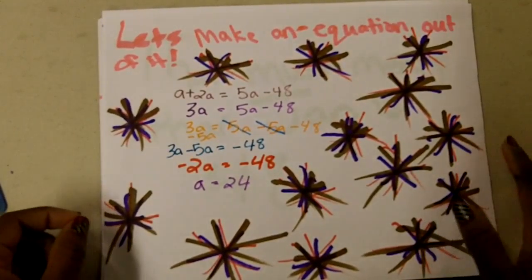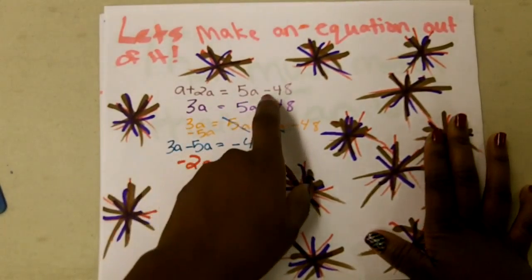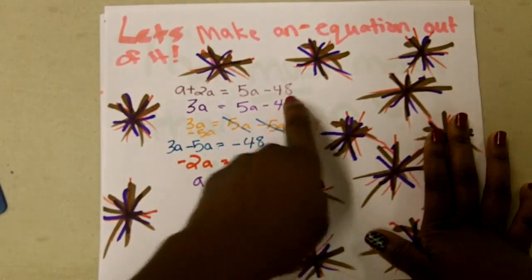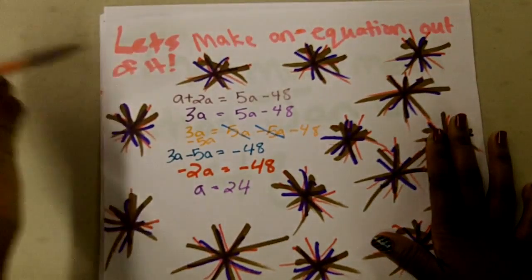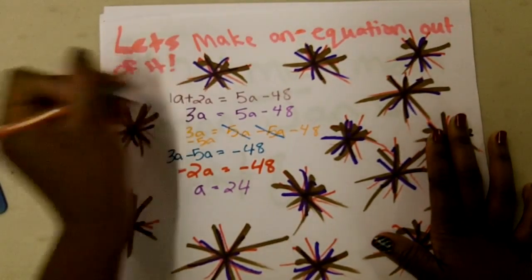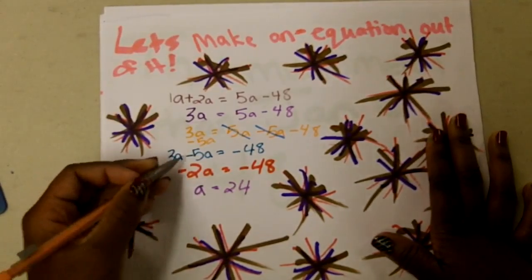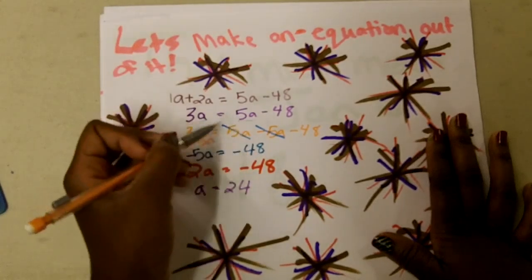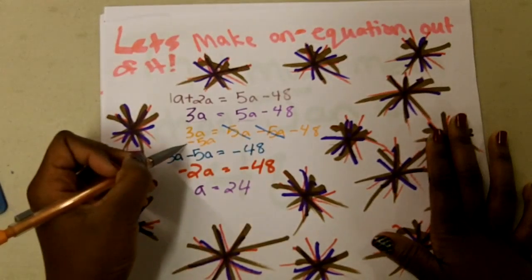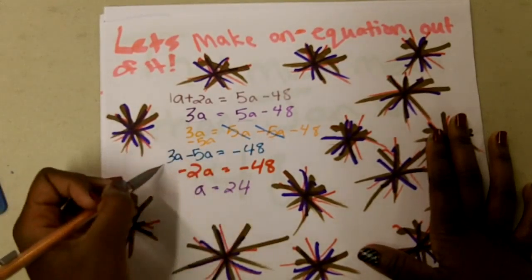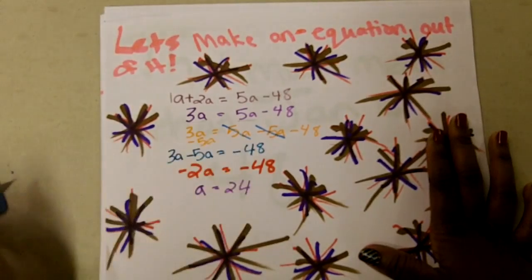Let's make an equation. A plus 2A equals 5A minus 48. You would combine your like terms, and there's an imaginary 1 in front of the A, and that will give you a 3A. Then you would eliminate this by subtracting it by a negative 5A, and you would do this to the same side, subtract it by a negative 5A, and you'd get 3A minus 5A equals negative 48.